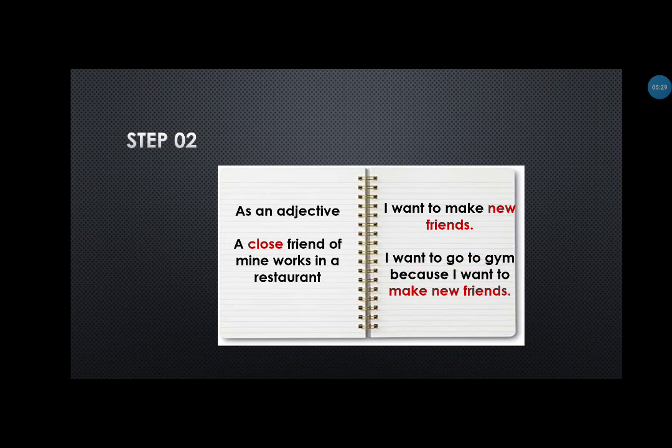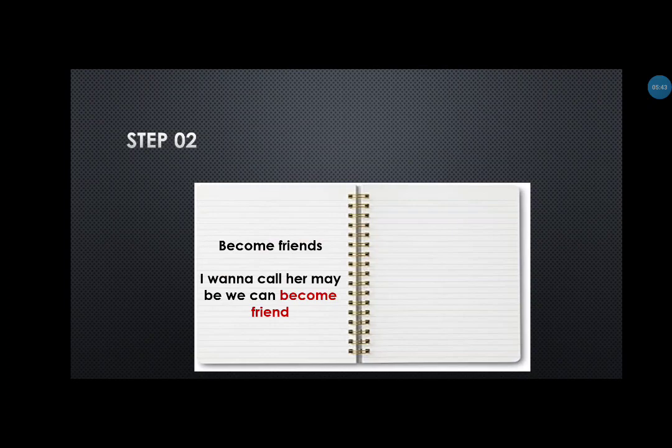I want to make new friends. I have to go to a gym because I want to make new friends. Or you can say become friends. I want to call her. Maybe we can become friends. And as you make these sentences, make sure to write everything down in its section in your notebook.